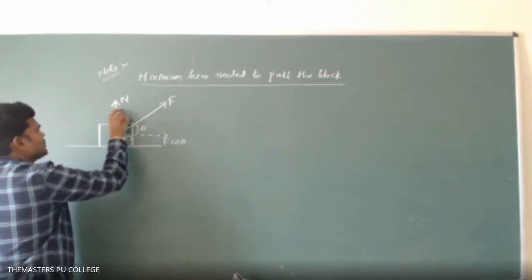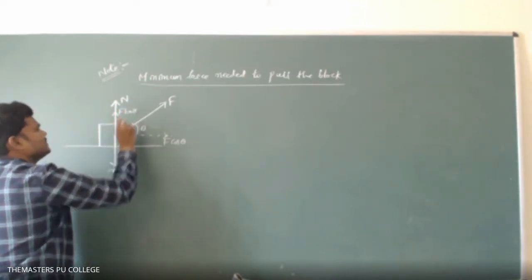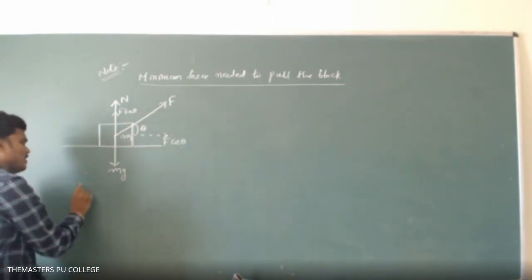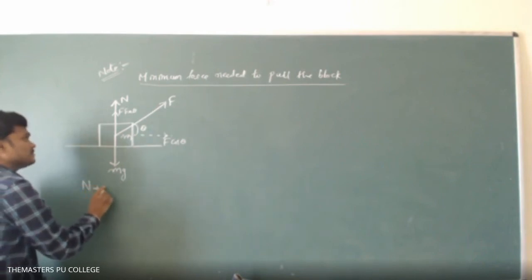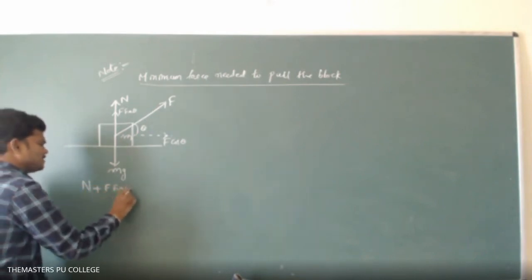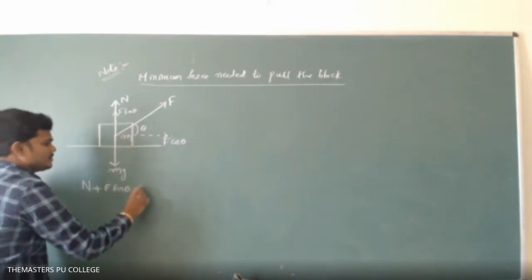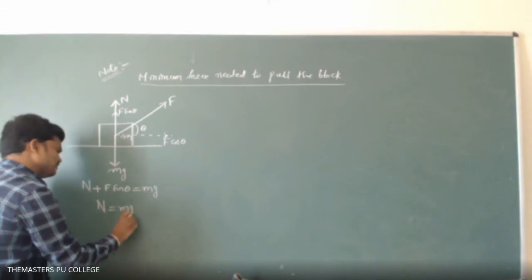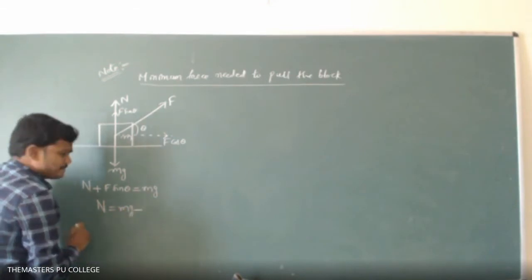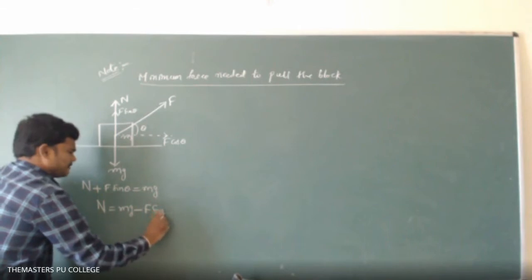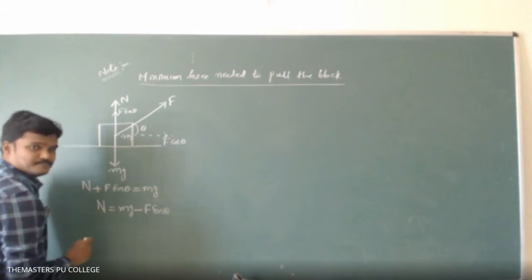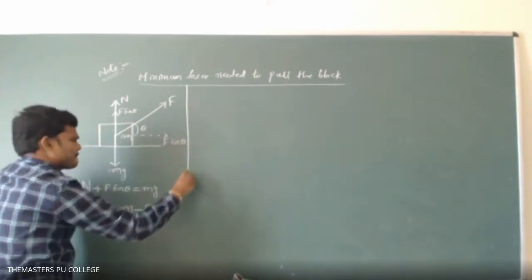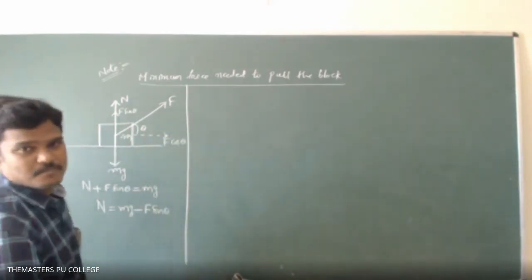Now what is this component? F sin theta. F cos theta, F sin theta. Tell me from this diagram, N plus F sin theta is balanced by mg. Then what is the normal reaction force? mg minus F sin theta. Keep in mind this one. I got the normal reaction force.